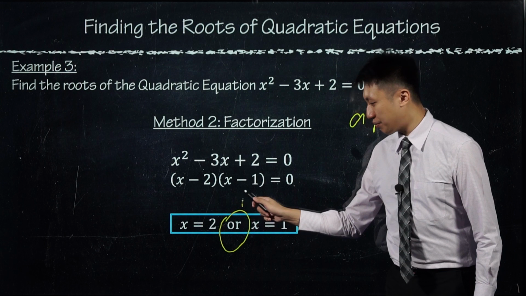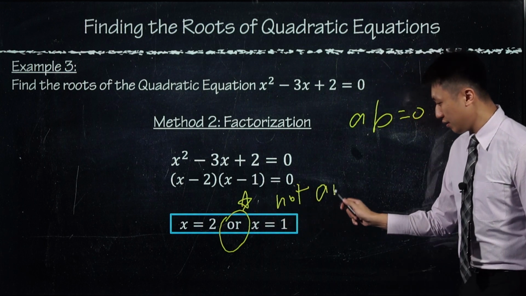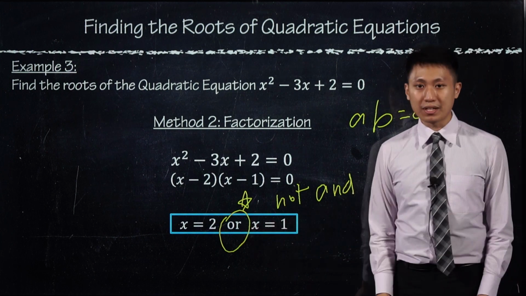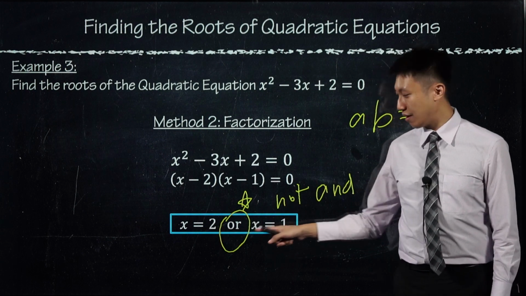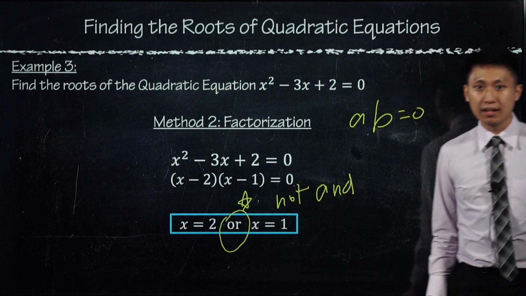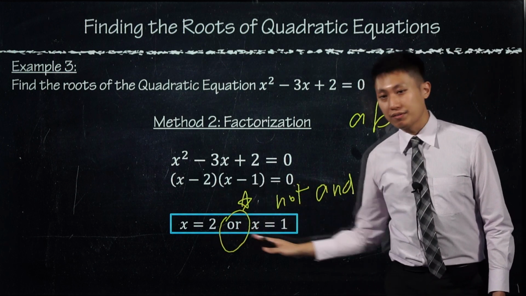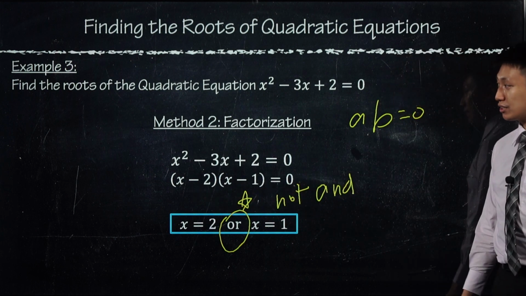Or is the important point, okay? Not and. So not together. Could be together, but or means either this one, or both happen together. So you have to write or, not and. They don't have to happen together in order to make this be 0. Either one of these happens, then you make it to be 0. Okay? Right, next one.